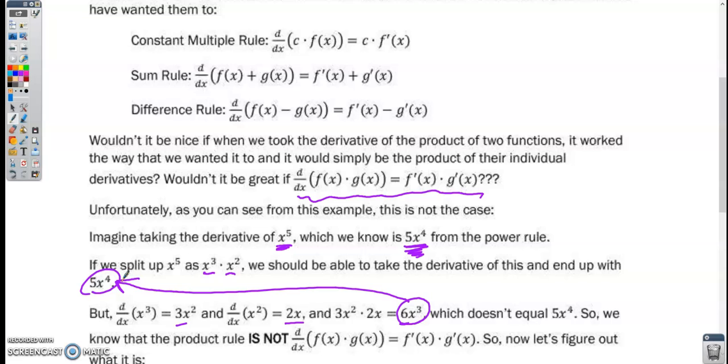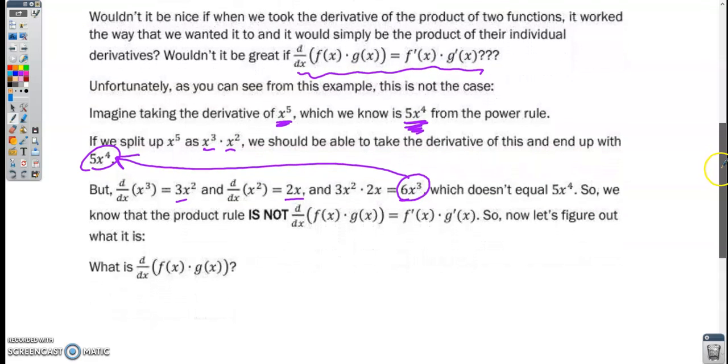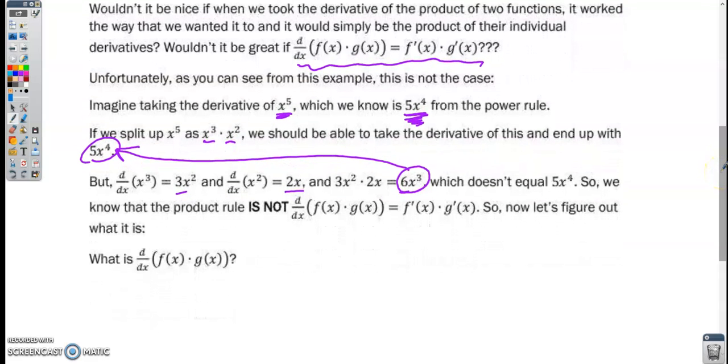So our next task is going to be, well, let's go ahead and figure out what the product rule is. So what is the derivative of f of x times g of x? We're going to take the derivative of f of x times g of x, and much like we did with all of these other basic algebraic rules, we're going to set it up as the limit of a difference quotient.